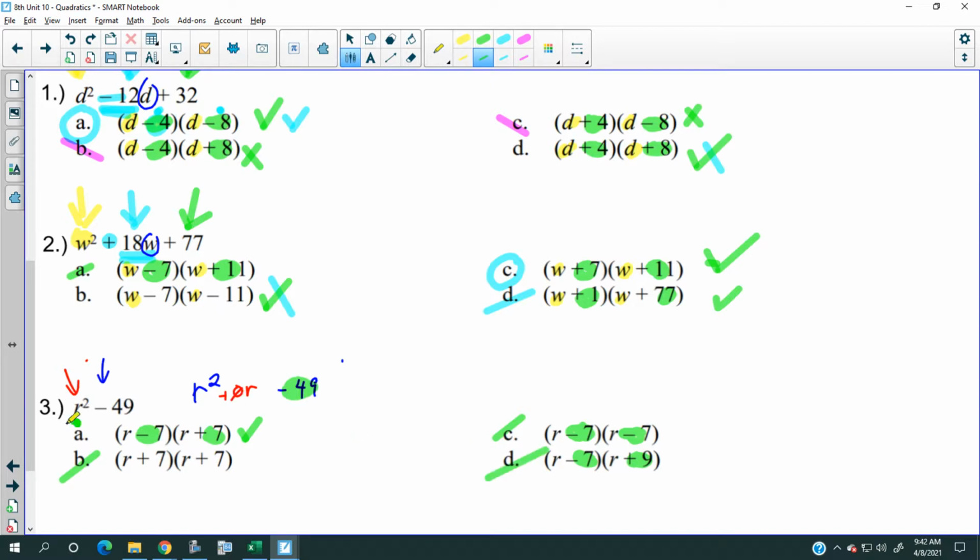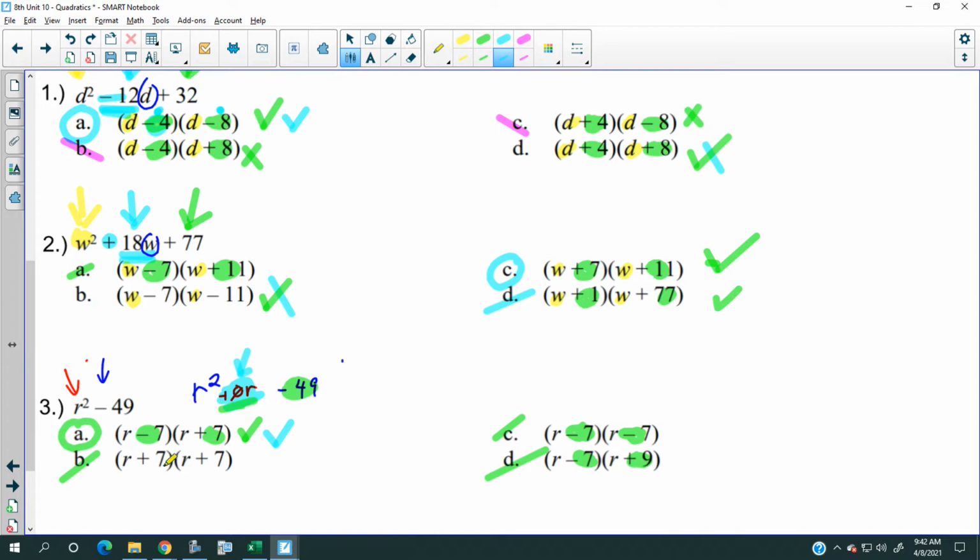Now, to help you guys a little bit more with this, here's what you could do then, right? Because the question is also this. What plus what would give me 0 in the middle? Right? Well, negative 7 plus 7 is 0. So we know for sure that we were right.